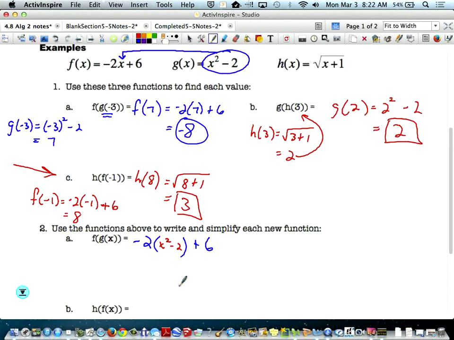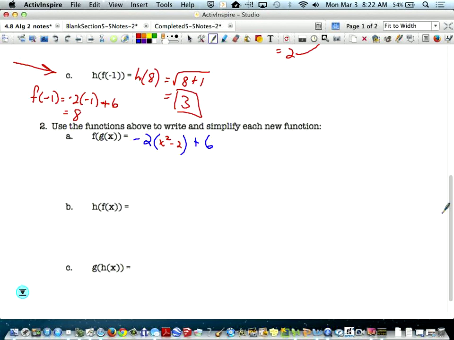So it's still negative 2 times something. Well, what are we multiplying by that? So as we clean it up, because it says simplify each new function, that's negative 2x squared plus 4 plus 6, and so my final answer is negative 2x squared plus 10. Do you see the answer there?